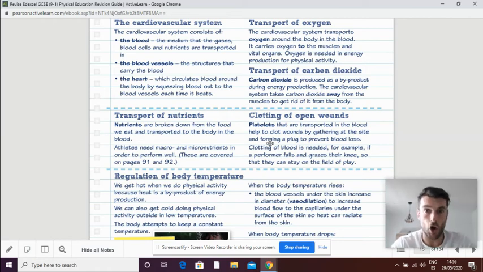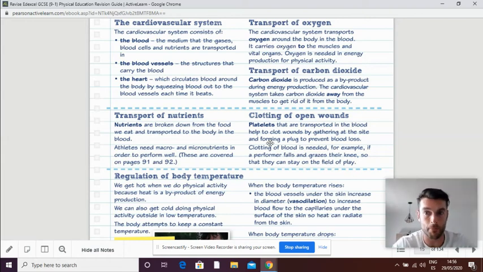It will also clot open wounds. Now, platelets are carried and transported through the blood. They help clot wounds. When we get cut, the platelets will clot the blood and stop us bleeding out. Why is this important in sport? Well, it's very important in sport.